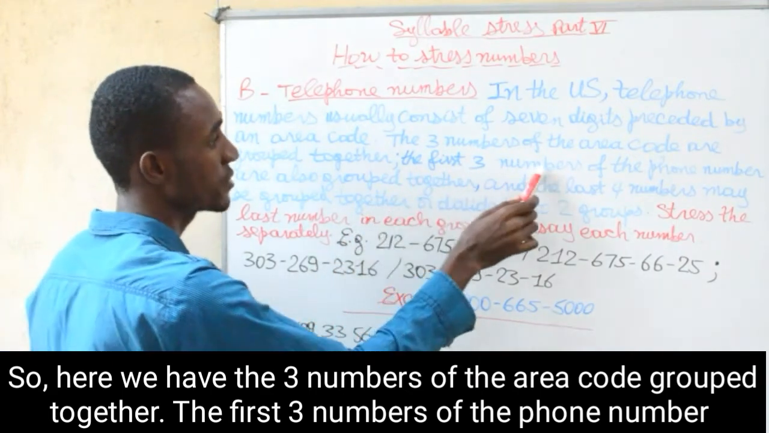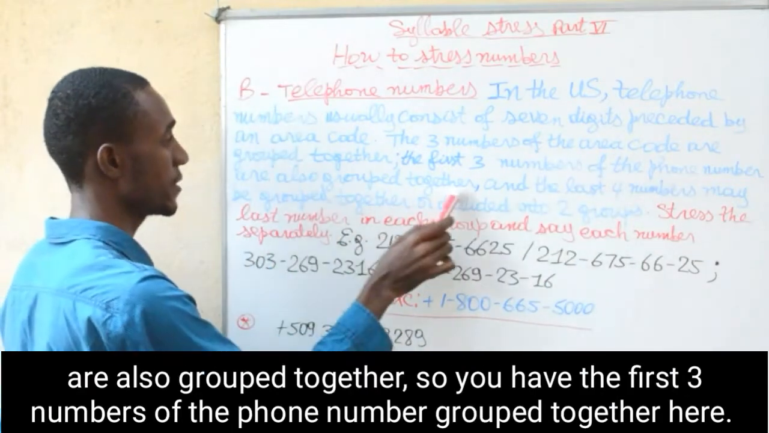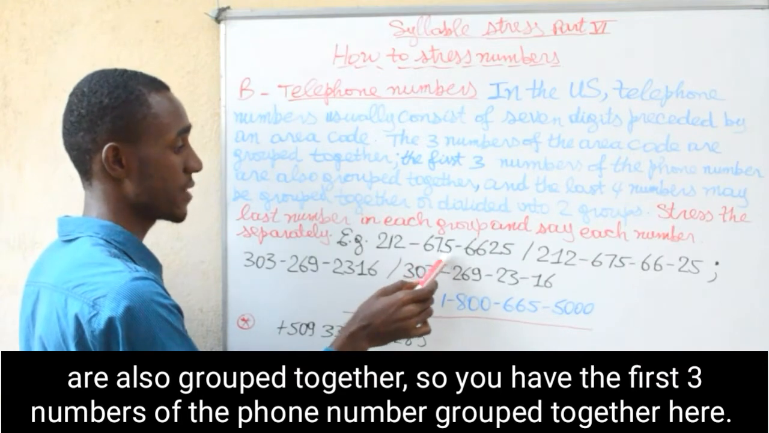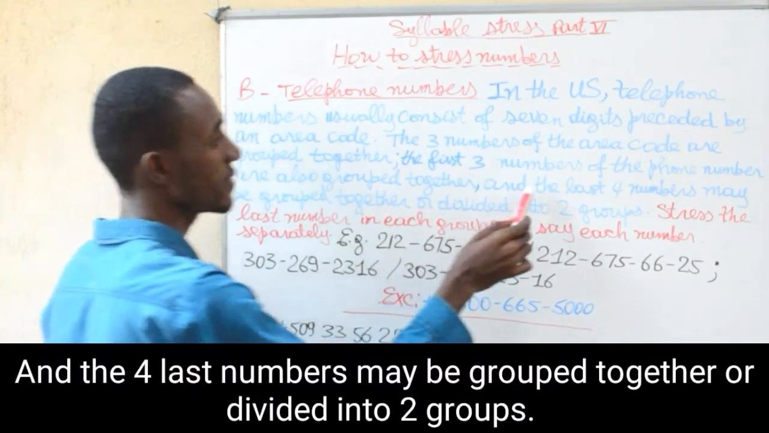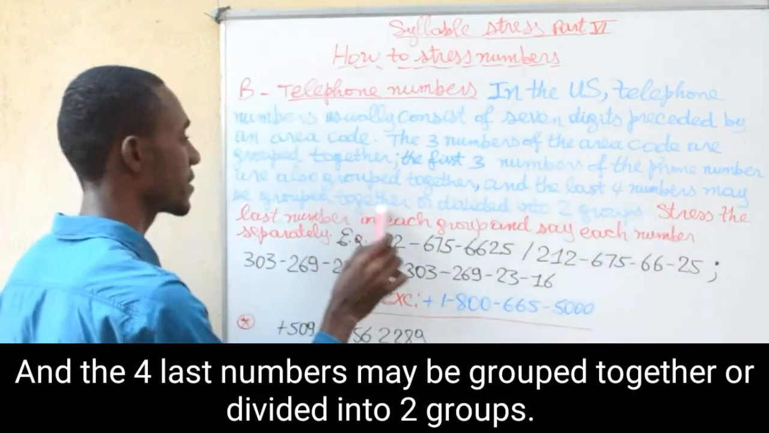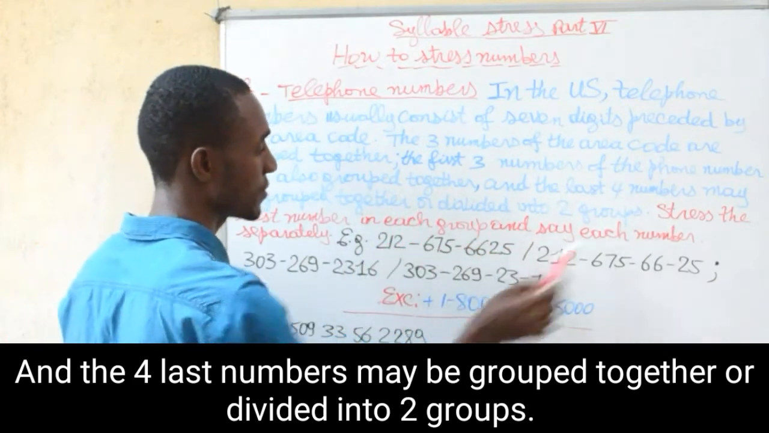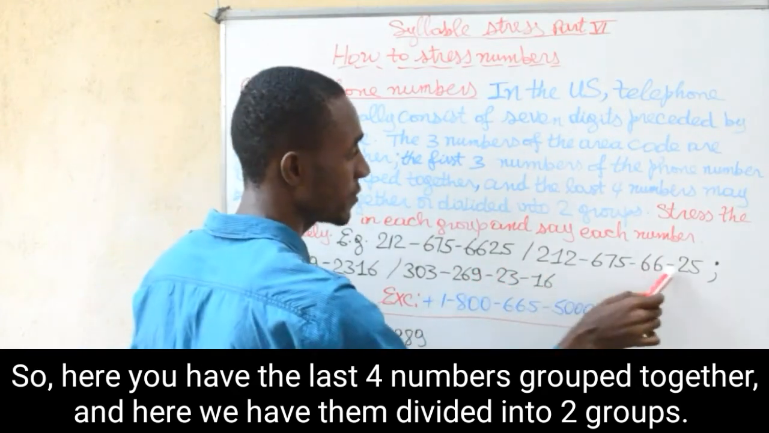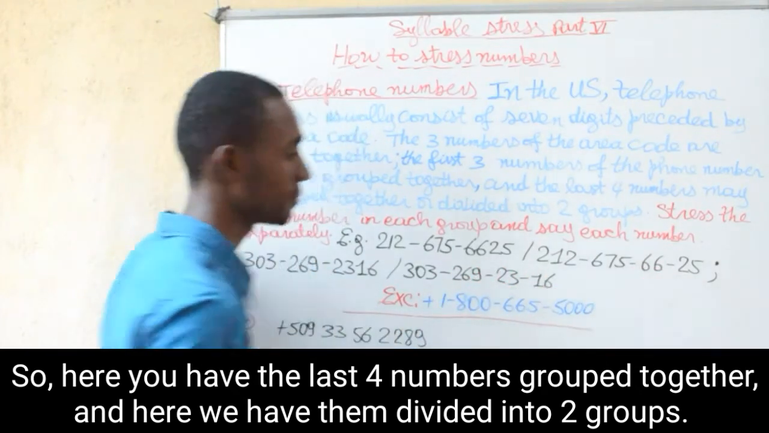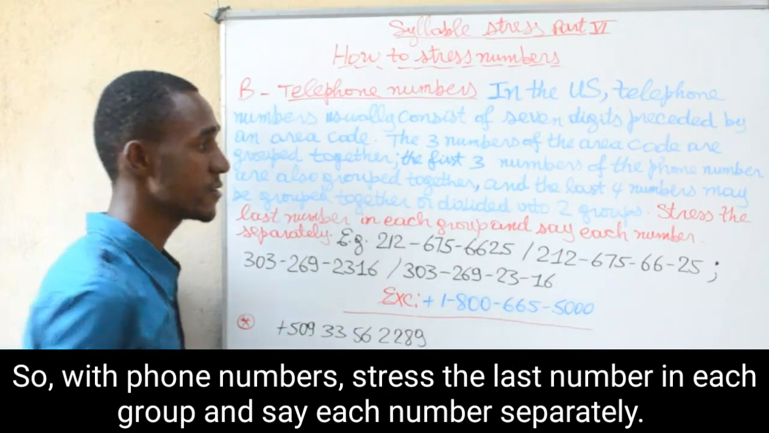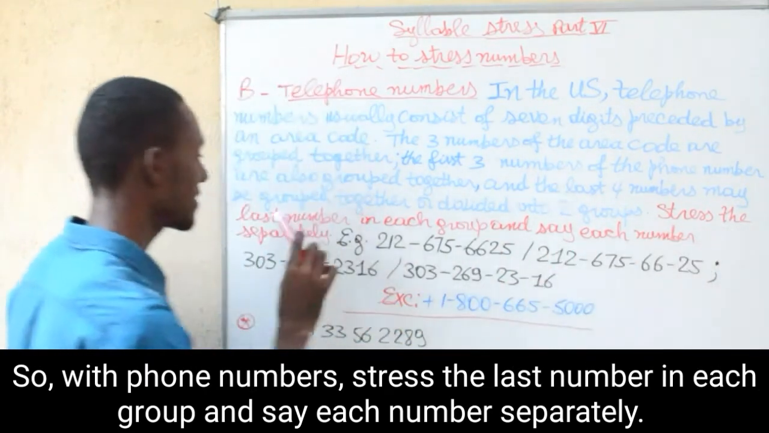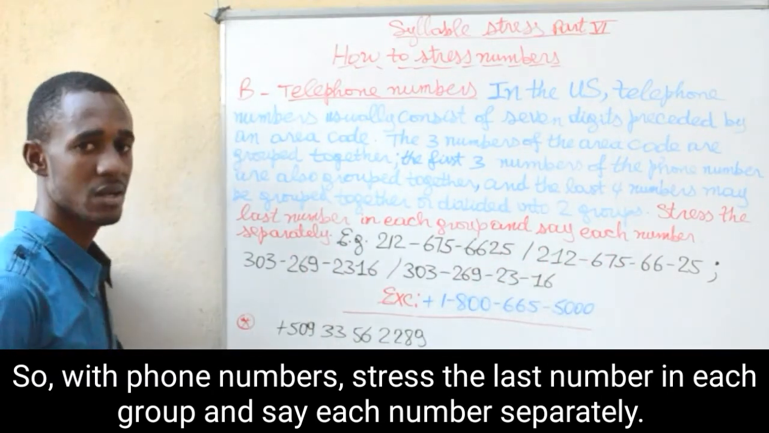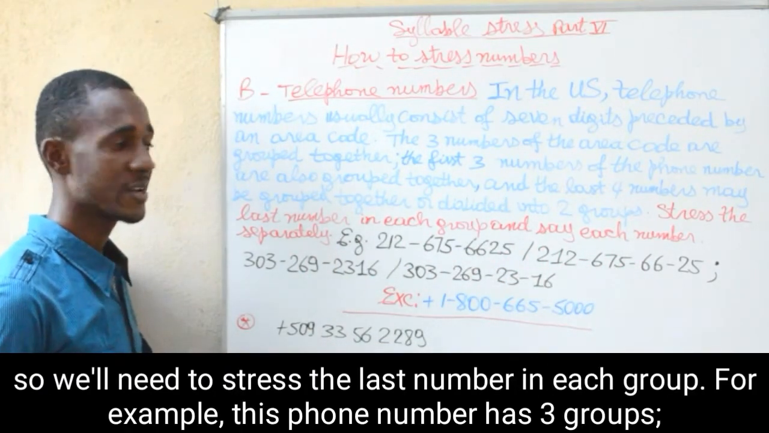The first 3 numbers of the phone number also go together. And the last 4 numbers may go together or be divided into 2 groups. So here you have the last 4 numbers going together, and here we have them divided into 2 groups. So with phone numbers, stress the last number in each group and say each number separately.